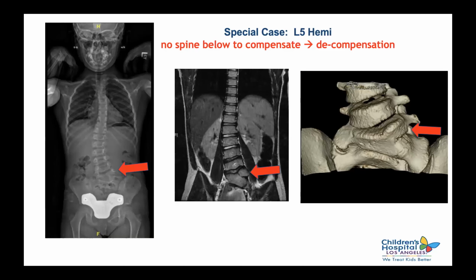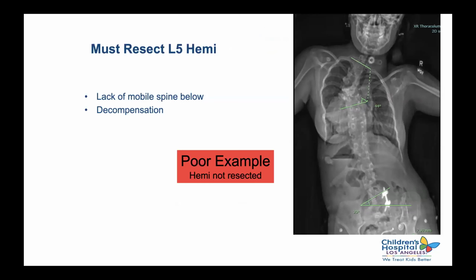Let's talk about a few special cases that tend to get tested frequently. First, an L5 hemivertebra. There's no spine below that to compensate, so a hemivertebra at L5 tends to tilt the patient off to the side. So the answer is resect the vertebra at L5. Here's a case in which the L5 hemivertebra was not resected, and you can see how the patient is decompensated off to the side. This is a poor example. Don't do this. The hemivertebra should be resected.